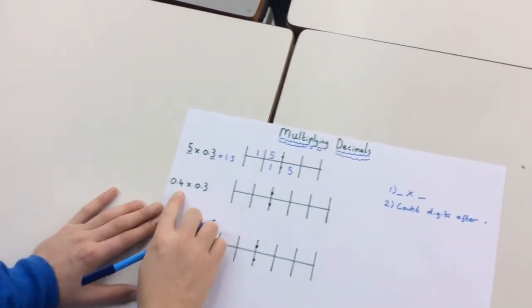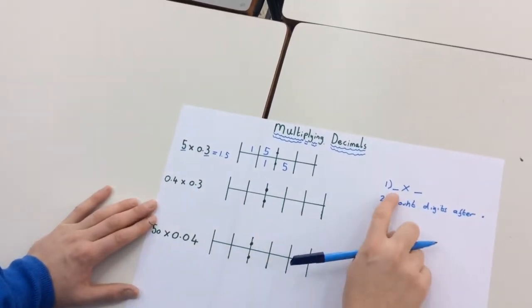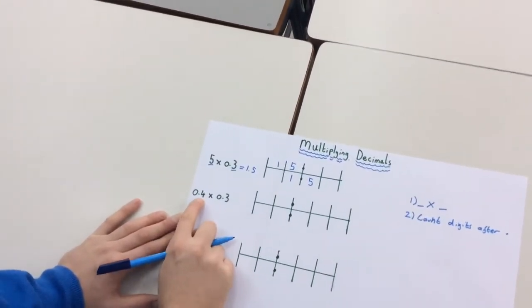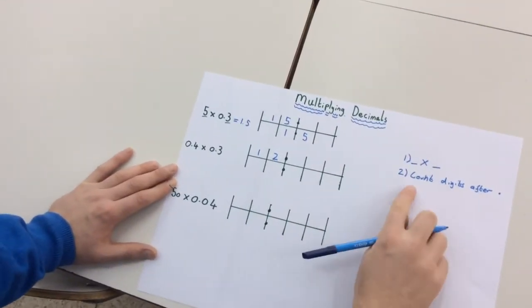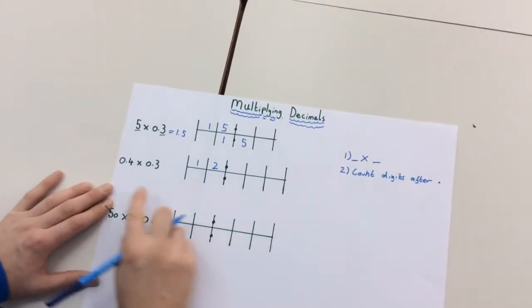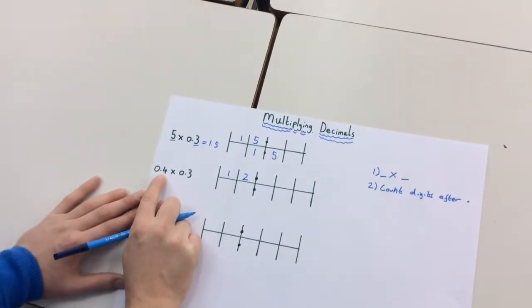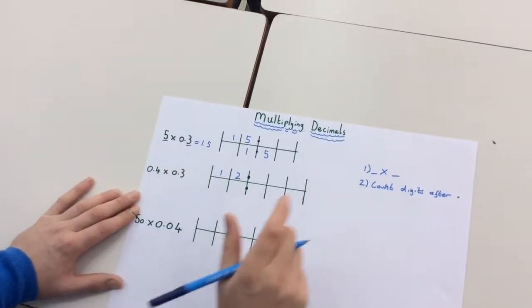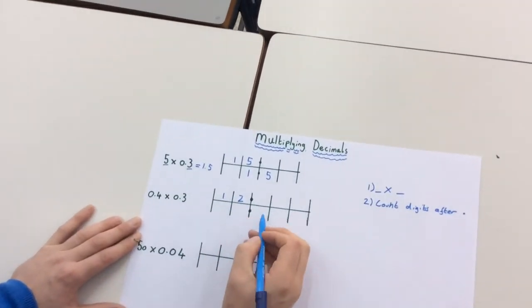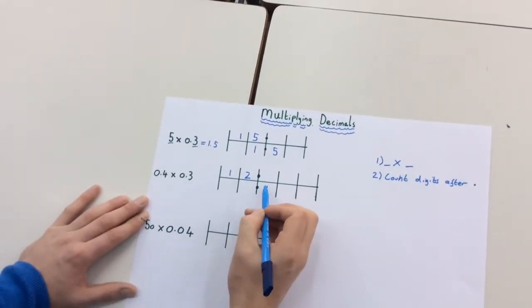Let's do this with 0.4 times 0.3. First thing, we do our times table. So 4 times 3 is 12. Now we count the digits after. There's one digit after, there's 2. So we need to make it 100 times smaller and move it 2 times. 1, 2, 1, 2.